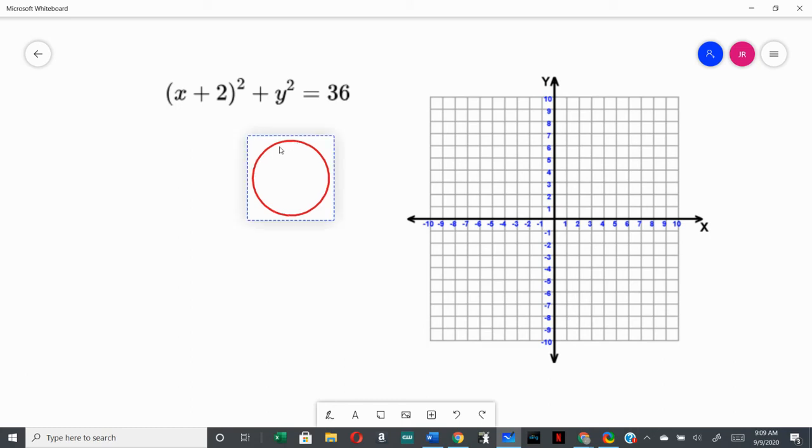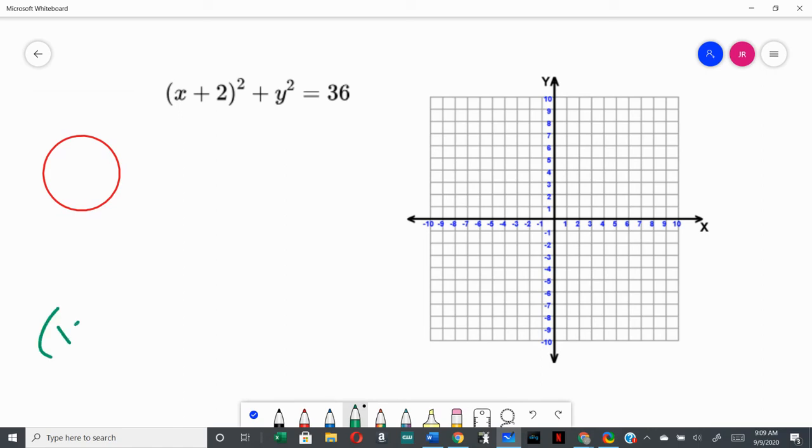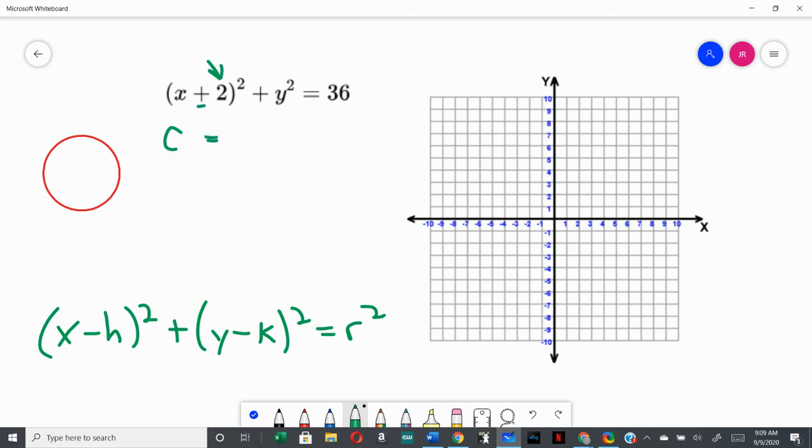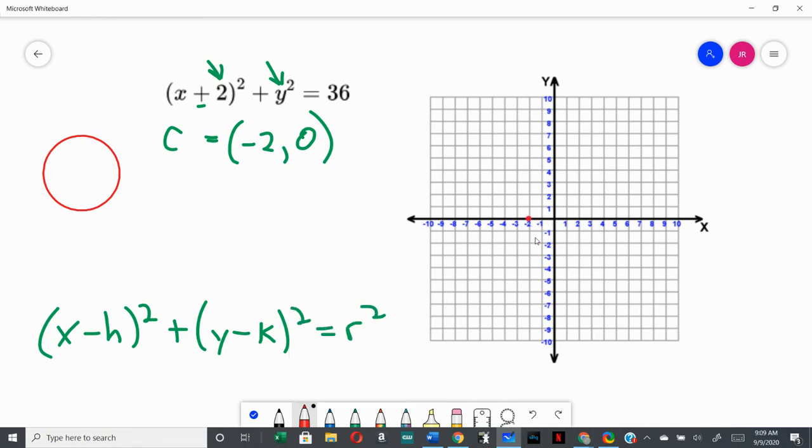Same process. I need the center and I need the radius. Again, the center is (h, k). Remember, (x minus h) squared plus (y minus k) squared equals r squared. If that's plus 2, then I know that my h is going to be -2. There is no number next to y, and if there's nothing there, nothing is 0. So my center is (-2, 0). The first thing I'm going to do is plot my point at (-2, 0), right there.